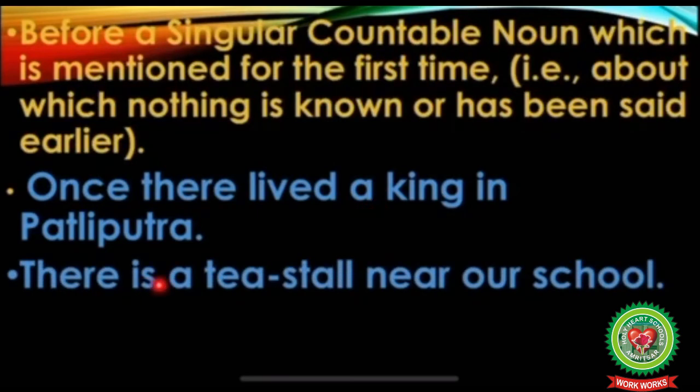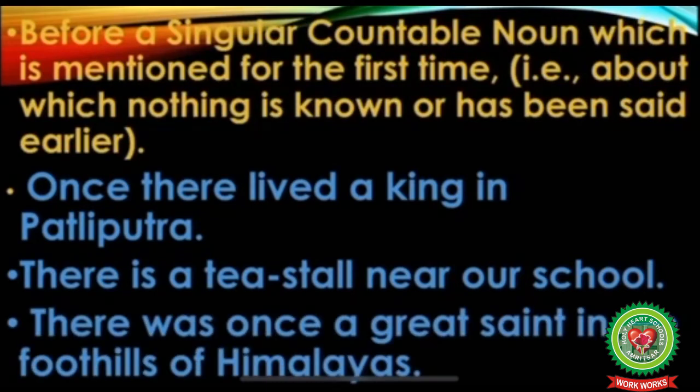There is a tea stall near our school. This is the very first time the person is telling about the tea stall, so article a will be used. There was once a great saint in the foothills of Himalaya. This saint is introduced for the first time by the speaker, so a will be used.